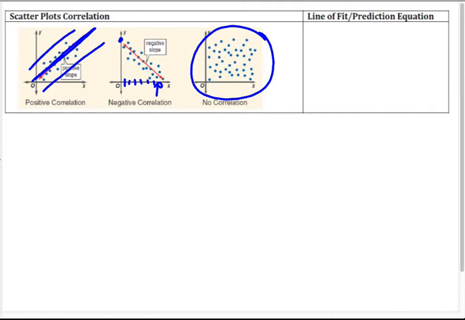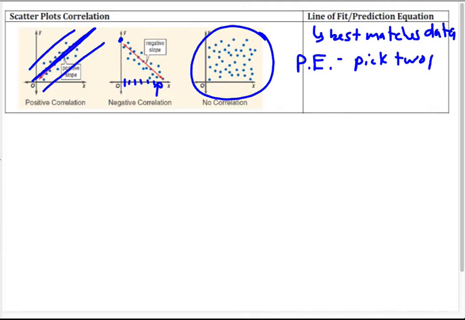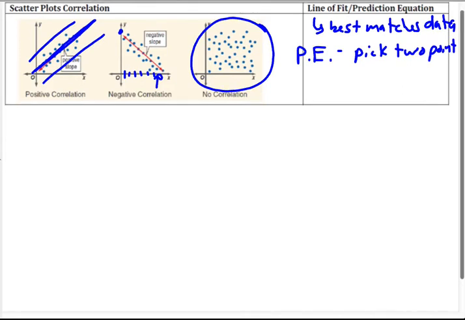Line of best fit best matches the data that's given. Prediction equation. When you find your prediction equations, you're going to pick 2 points. Pick 2 points on your line of best fit. And then write a linear equation.